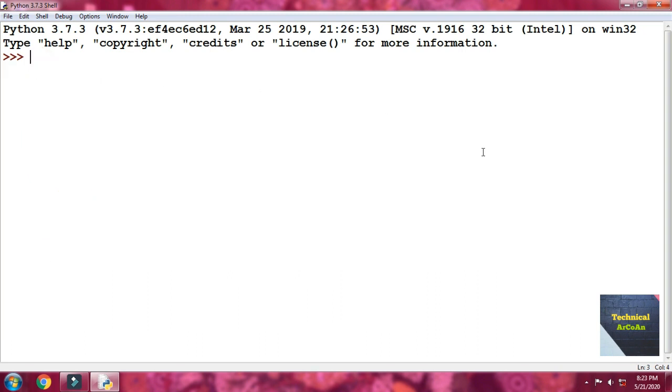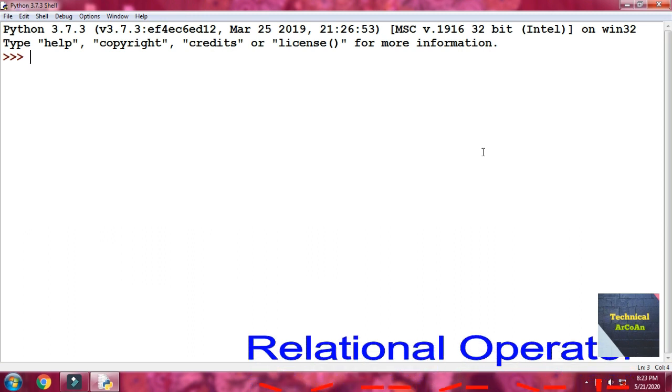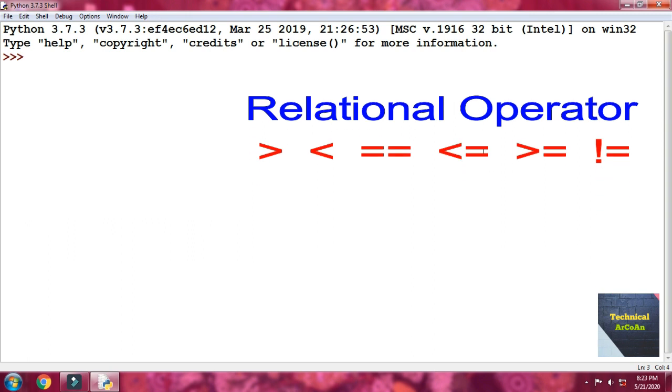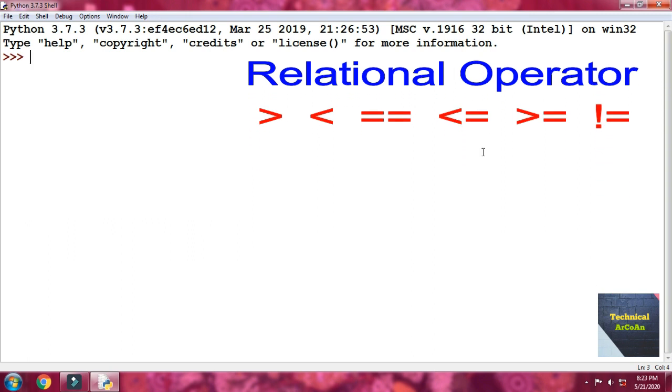Now the fourth operator is the relational operator, also known as the comparison operator. It returns either true or false according to the condition, and they are greater than, less than, equal, less equal, greater equal, and not equal. Okay, so let's go for an example.